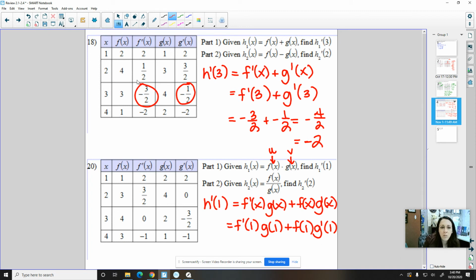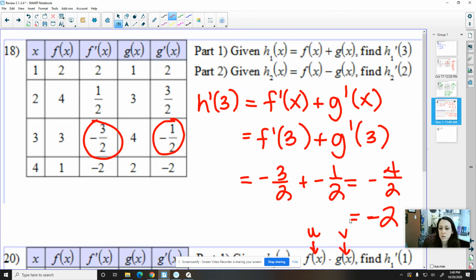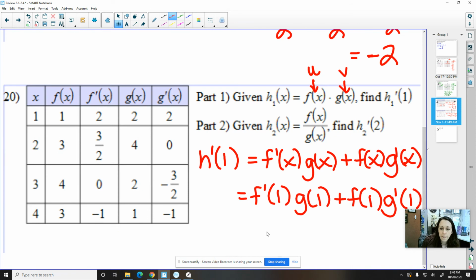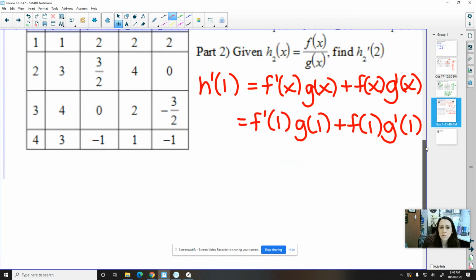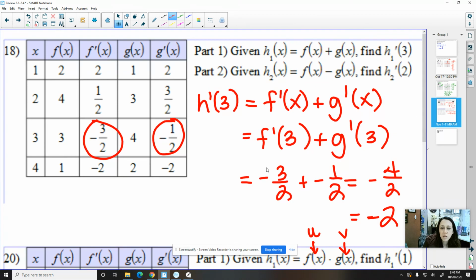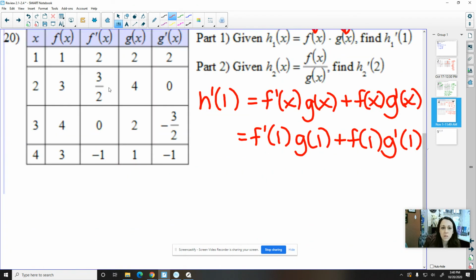So f prime of 1, get some more space here. F prime of 1 is, hold on. No, wrong table. F prime of 1, oh, it is 2. Okay. G of 1 is 2. F of 1 is 1. And G prime of 1 is 2. This is 4 plus 2, so 6. And then part 2 of this one is a quotient, so you would just use quotient rule for that one.